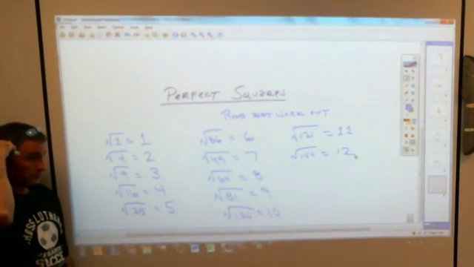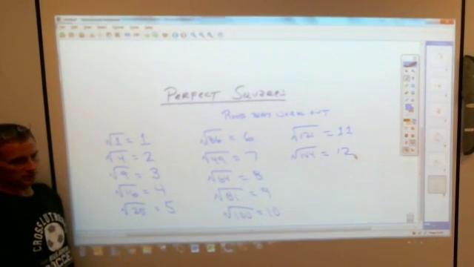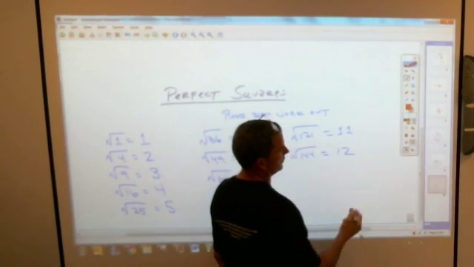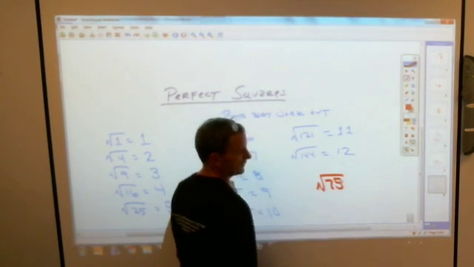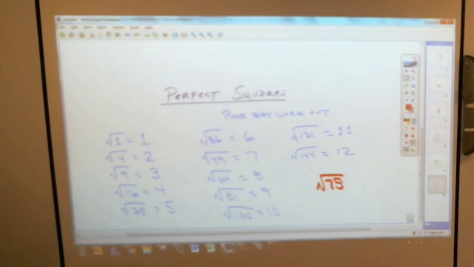Which should lead you to ask, what about all those other numbers? Well, let's take a quick look at that. What if you had the square root of 75? What is the square root of 75? Anybody?